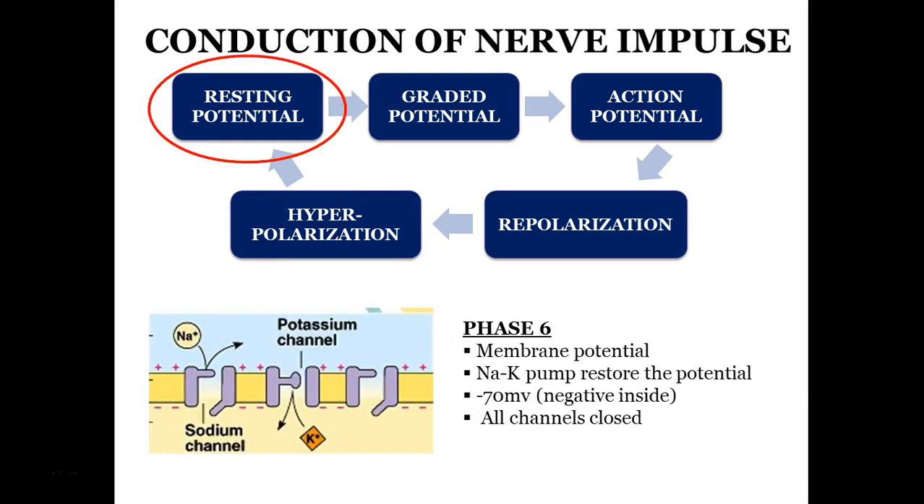So finally, the last phase is again back to membrane potential, the resting phase of the membrane. The sodium potassium pump helps in restoring the potential, again minus 70 mV inside, and all the channels are closed again. So this was how the nerve impulse is conducted within a neuron. This is within a neuron, how action potential is generated.